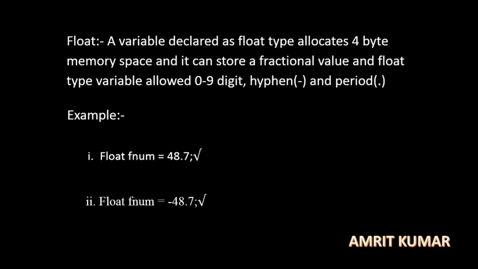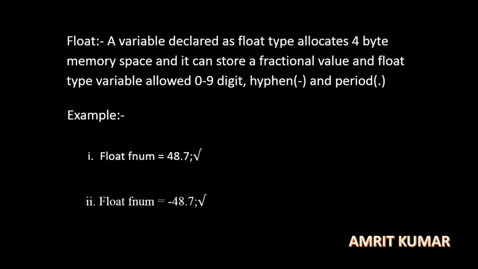Now we will move on to the float data types. So a variable declared as float type allocates 4 bytes, because we have studied here 4 bytes of memory space, and it can store a fractional value. The float type variables allow 0 to 9 digits, hyphen and period. Period is that decimal point.